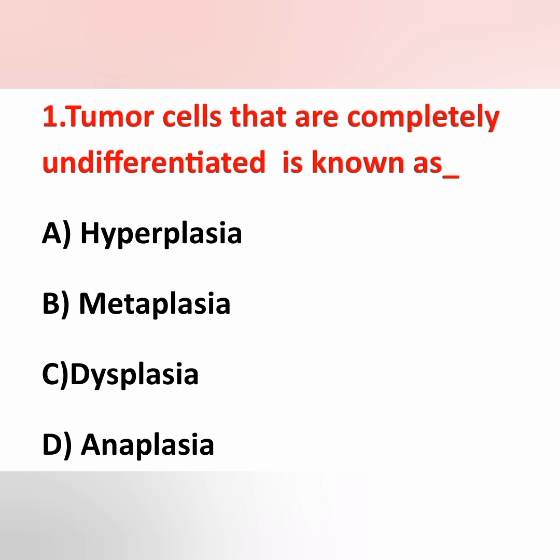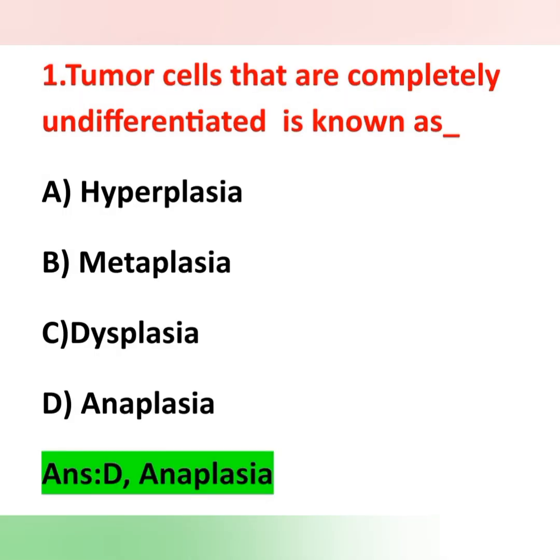The first question: tumor cells that are completely undifferentiated is known as. Options are option A, hyperplasia, option B, metaplasia, option C, dysplasia, option D, aneuplasia. And the correct answer is option D, aneuplasia. Aneuplasia means the tumor cells that are completely undifferentiated. It is called aneuplasia.